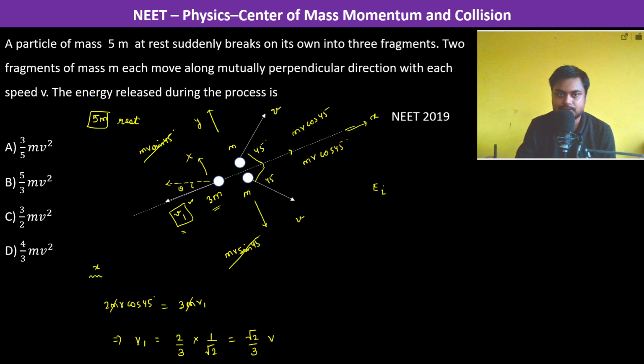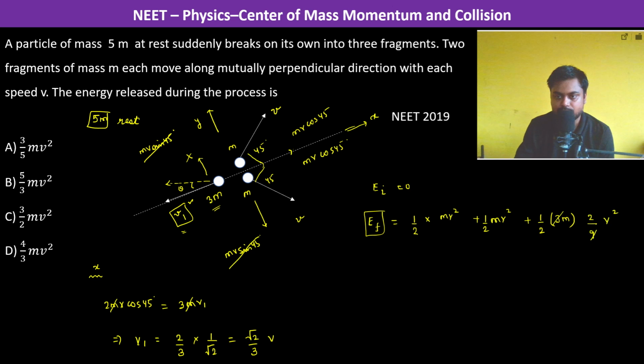Now the energy released during the process is going to be the final energy minus the initial energy. Initially the particle was at rest, so energy initial was 0. Now what's the final energy? This is going to be half m v square plus half m v square plus half into 3m v1 square, which is 2 by 9 v square.